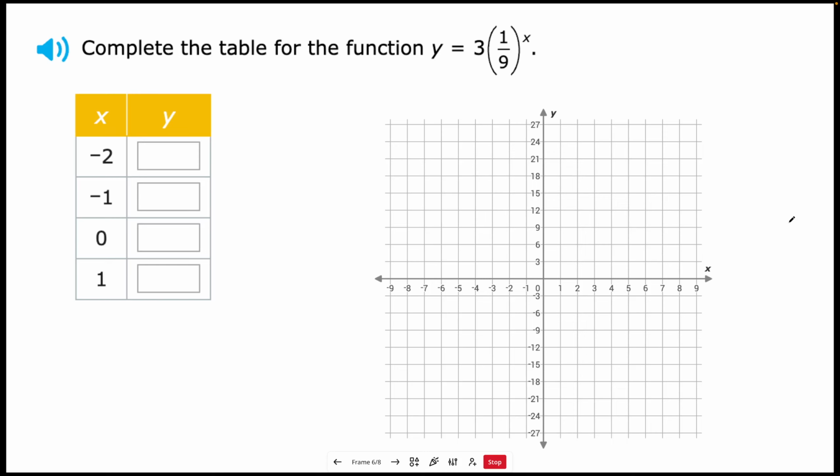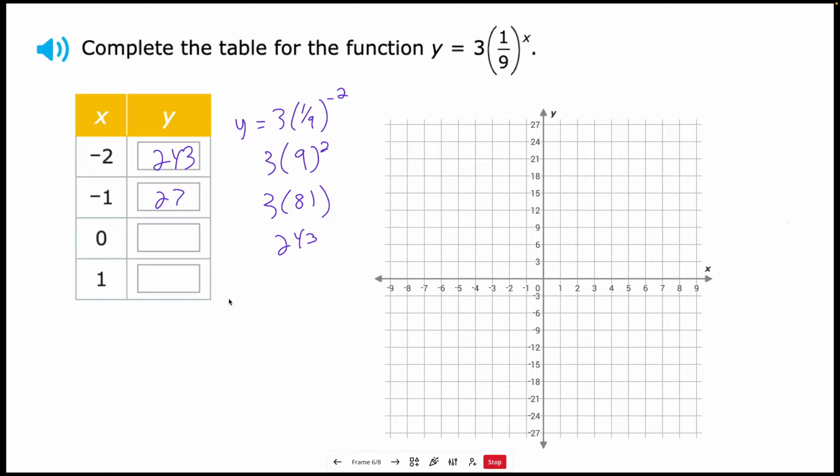All right, when there's a number in the front, you just have to follow your order of operations. So this becomes 3 times 9 to the second power like this. 9 to the second power is 81. 3 times 81 is 243. So this goes here. -1 would be 27.